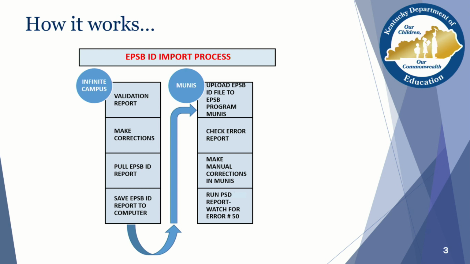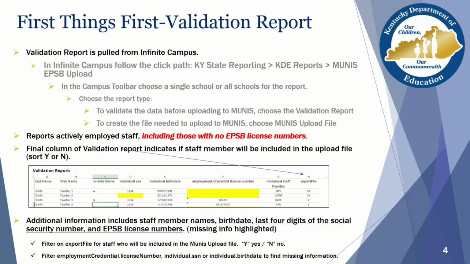You'll save that somewhere on your computer, at which point you're going over to the Munis program, where you will upload the file. You will check the error report and make manual corrections in Munis. At this point, when you run your PSD report, if you're still missing any EPSB ID numbers, you're going to watch out for error number 50. And we'll talk about each of these steps as we go along the way.